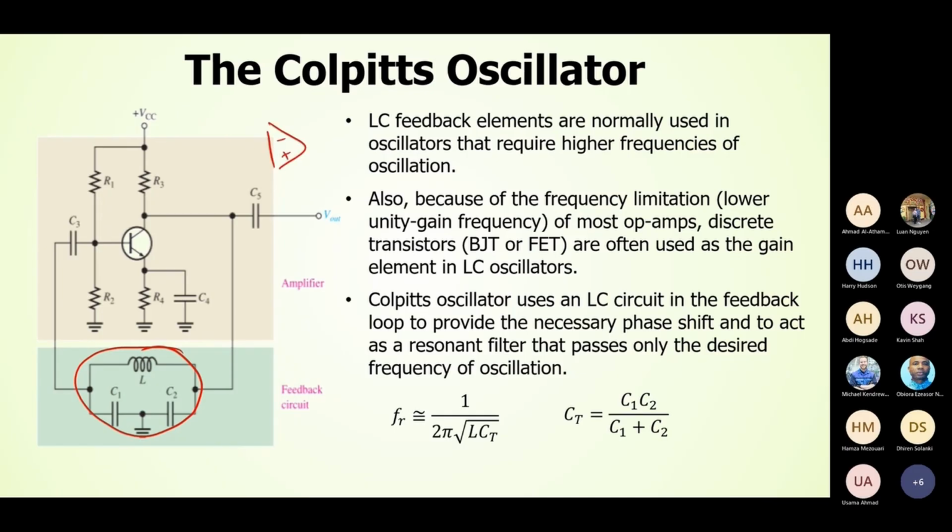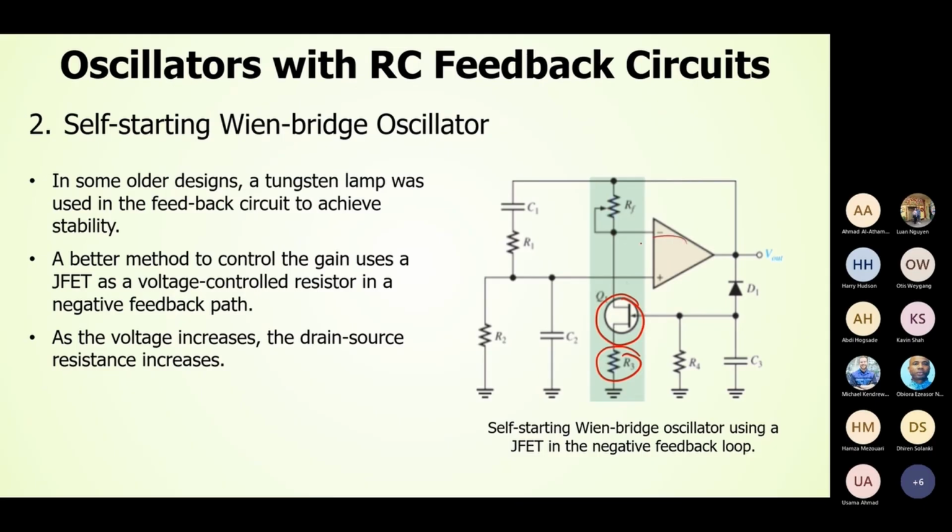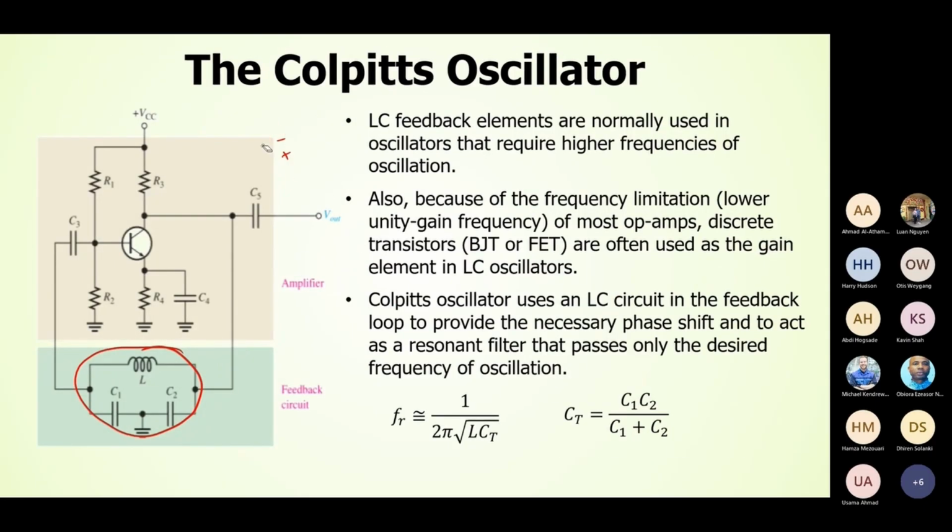In the RC oscillator we used op-amp, but op-amp has some frequency limitation. Because of the frequency limitation, lower unity gain frequency of most op-amps, discrete transistors like BJT and FET are more suitable as the gain element in LC oscillator. So Colpitts oscillator uses an LC circuit in the feedback loop to provide the necessary phase shift and to act as a resonant filter that passes only the desired frequency of oscillation. So the resonance frequency of your Colpitts oscillator is given by this formula, where CT is this. This oscillator is also your coursework question, isn't it?